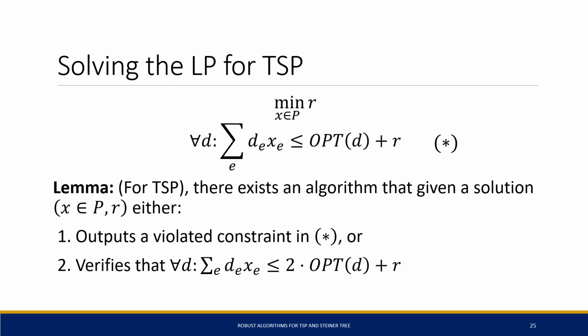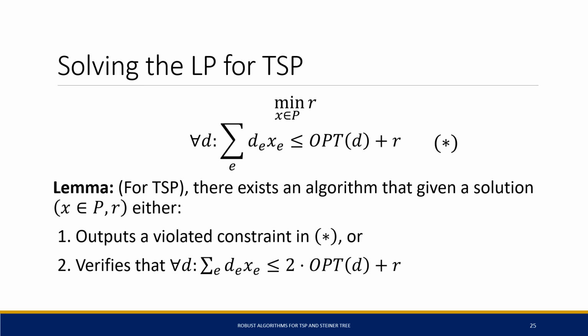And if I can't do this, I want to verify that the fractional solution's cost in every realization is at most twice opt plus R. Since the optimum value for this LP is going to be at most minimum regret, this gives that whatever solution I find by using the ellipsoid method with the separation oracle would be a 2-1 approximation. So how am I going to do this?